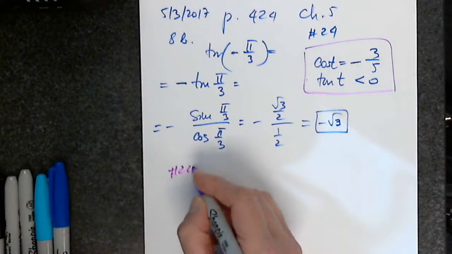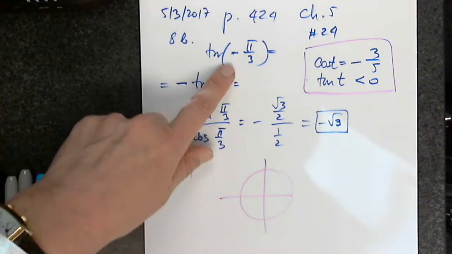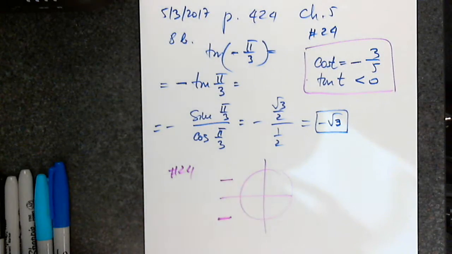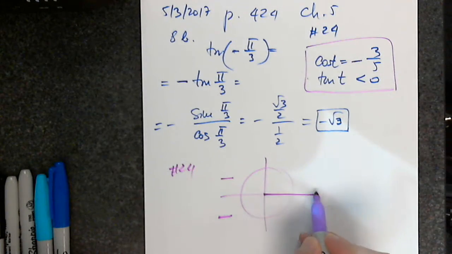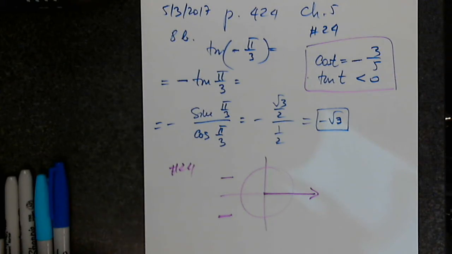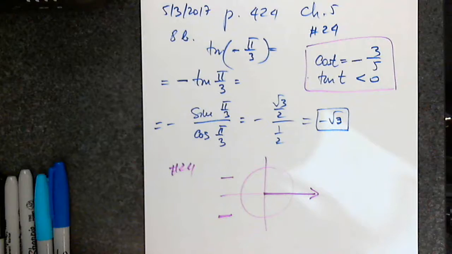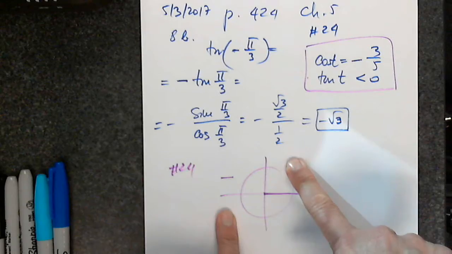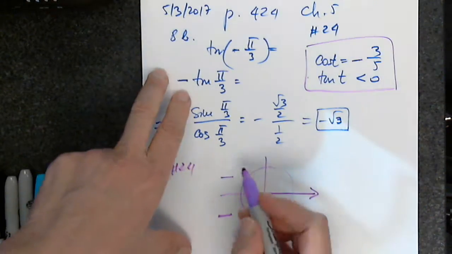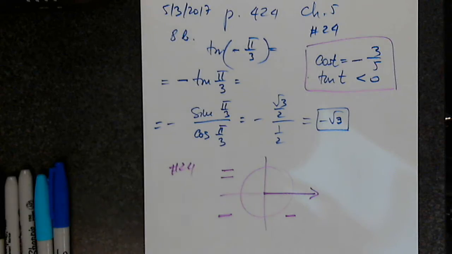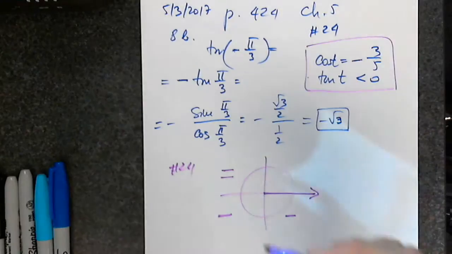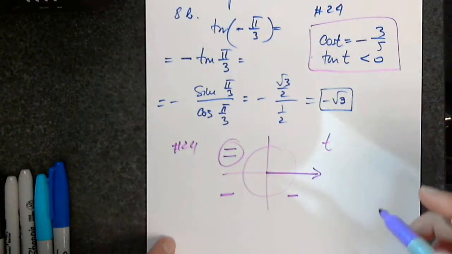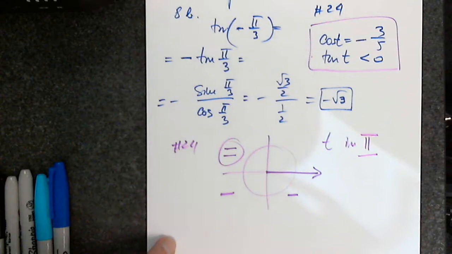Now for this problem, I'm given that cosine is negative 3/5 and tangent is negative. So for 24, I have to picture the angle. Cosine is negative in these 2 quadrants because cosine is measured on the x-axis. Tangent is negative where sine and cosine have opposite signs. So tangent is positive in these 2 and negative in these 2. The only quadrant that complies with both conditions is quadrant 2. So I know that t, or x or theta, doesn't matter, is in the second quadrant.